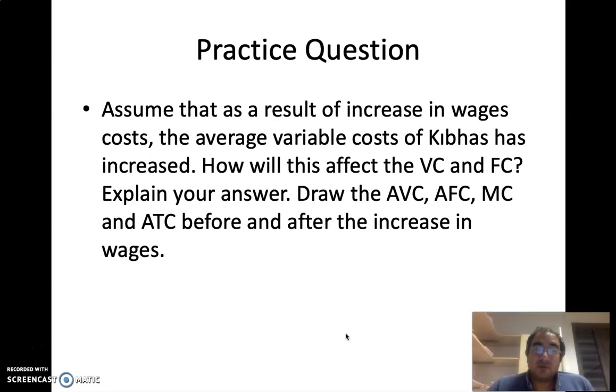Assume that as a result of an increase in wages, or labor costs, the average variable cost of KPAS has increased. How will this affect variable cost and fixed cost? Variable cost will increase since, well, actually the answer might be interesting in this case. So anyway, draw average variable cost, average fixed cost, marginal cost, and average total cost before and after the increase in the wages.